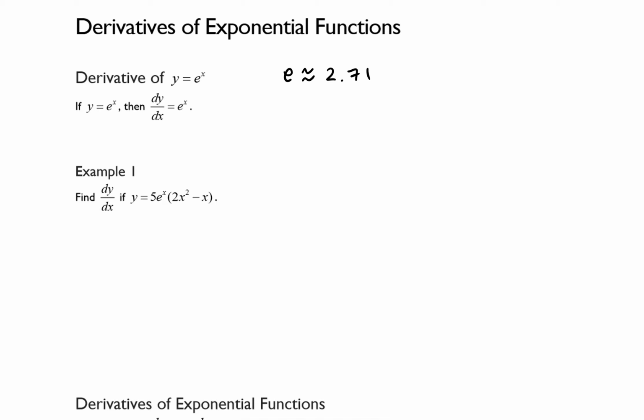Example 1 says, find dy dx if y equals 5 times e to the power of x times the quantity 2x squared minus x. So dy dx is equal to, we're going to have to use the product rule. So we have 5e to the x times the derivative of the second, so that's going to be 4x minus 1, plus the second times the derivative of the first. And the derivative of 5e to the x power is just 5e to the x power.